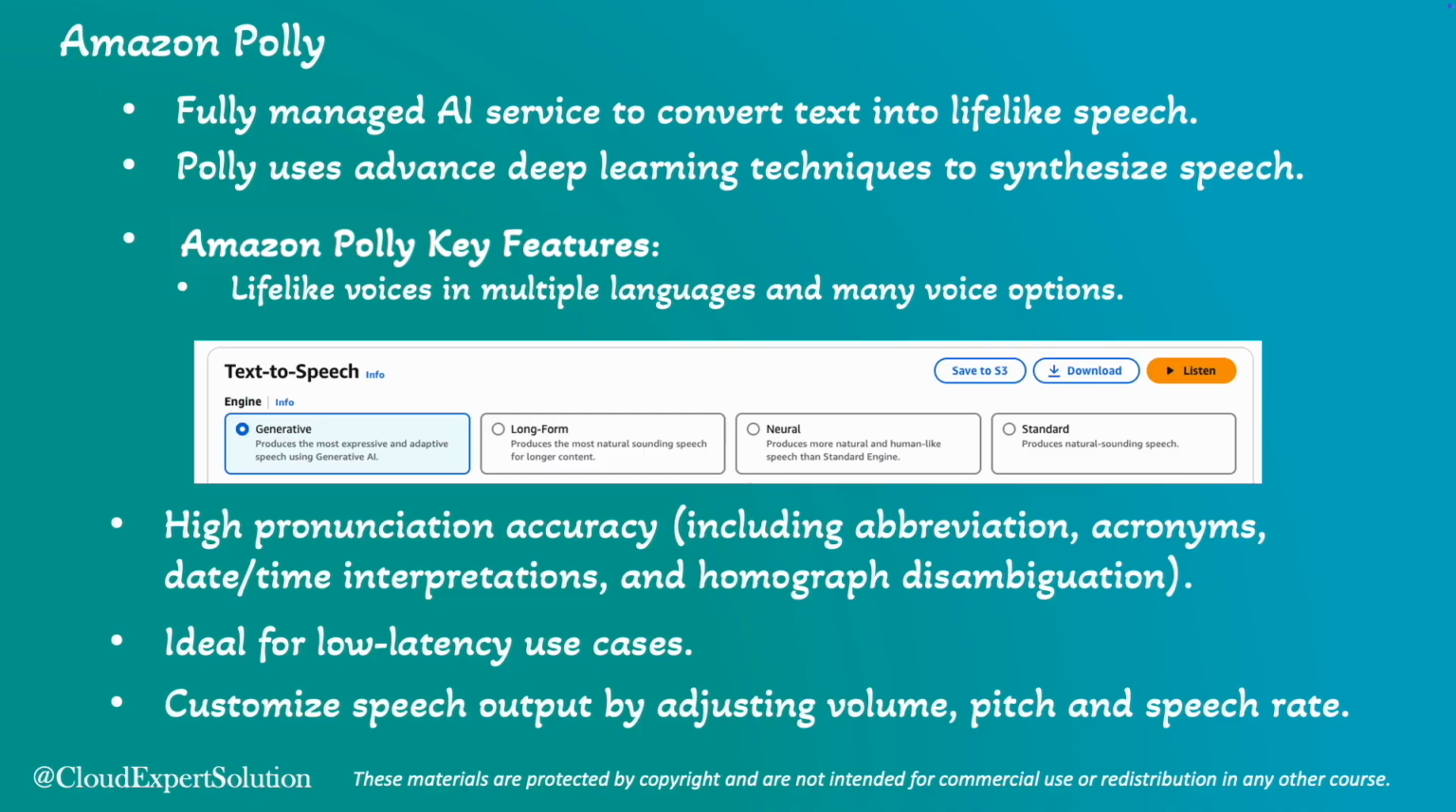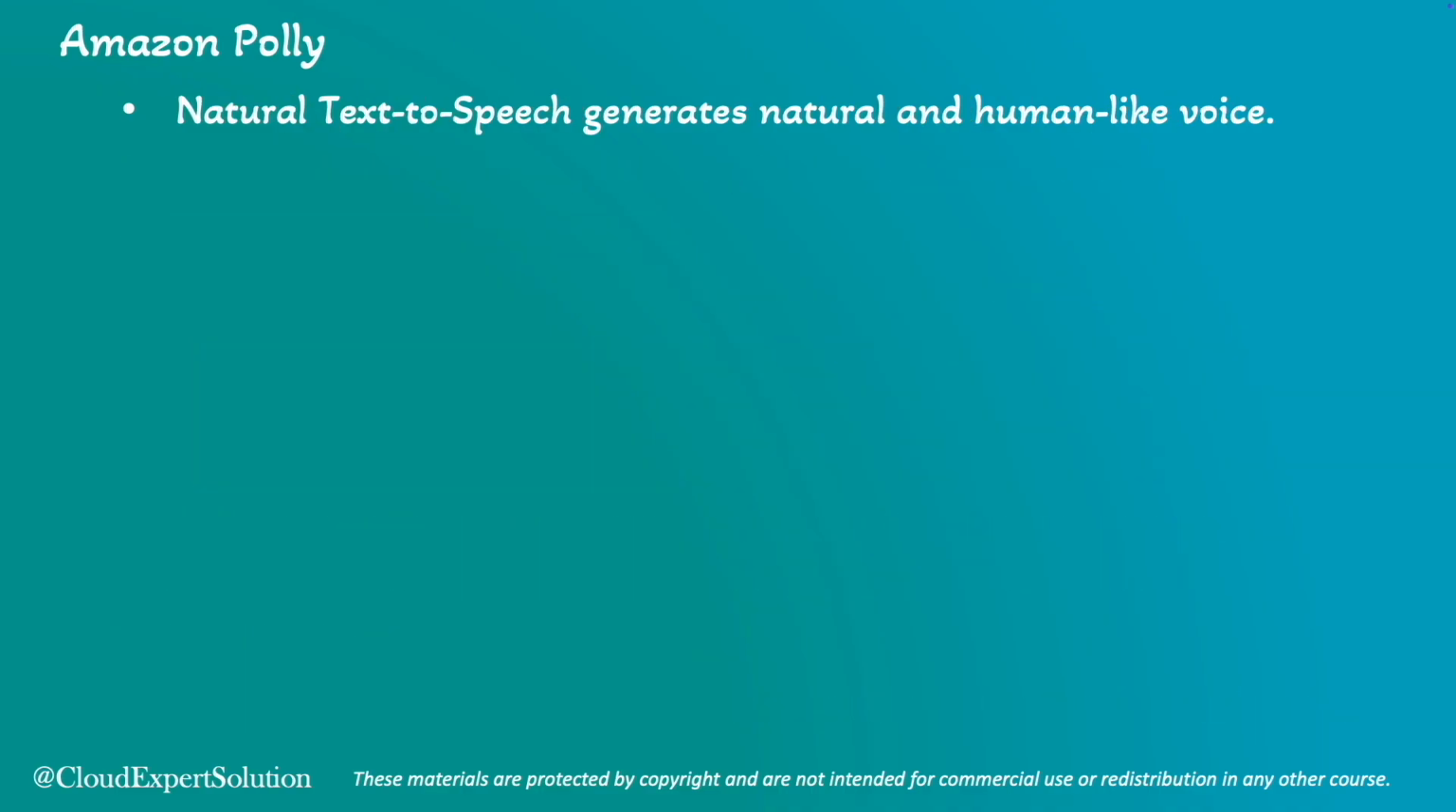You can also customize the speech output by adjusting parameters such as volume, pitch, and speech rate. This allows you to create a more engaging and personalized user experience for your customers. Amazon Polly's neural text-to-speech technology provides even more natural and human-like speech, enhancing the quality of the audio output.